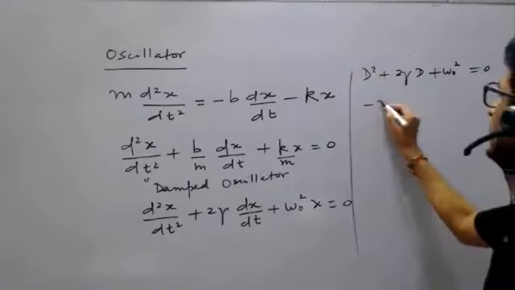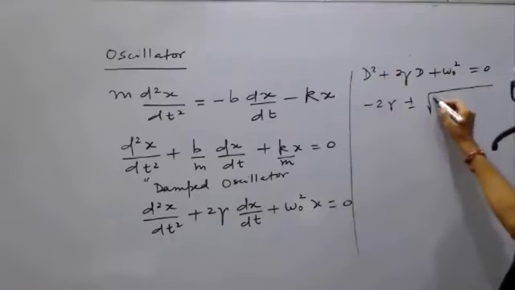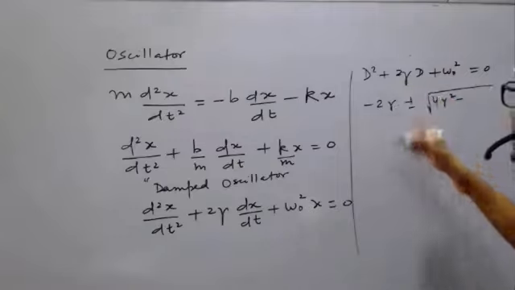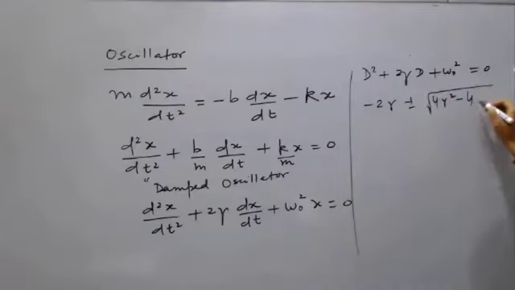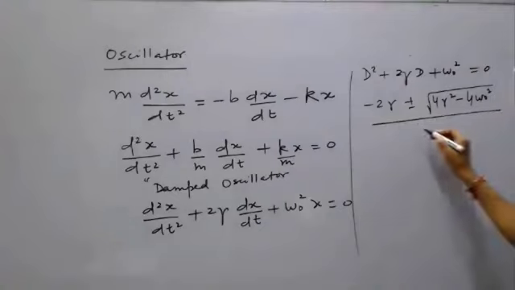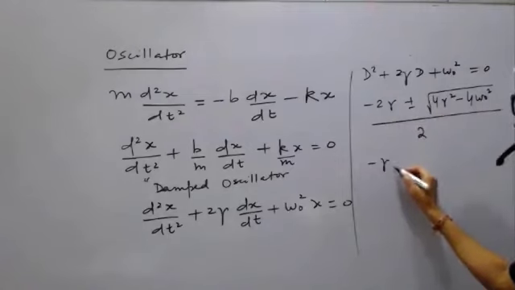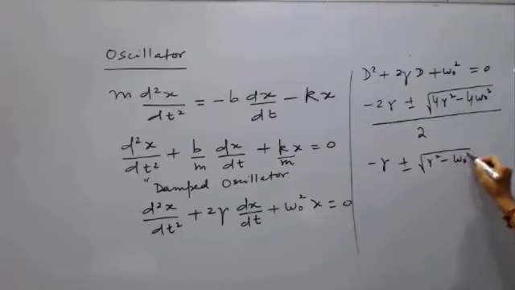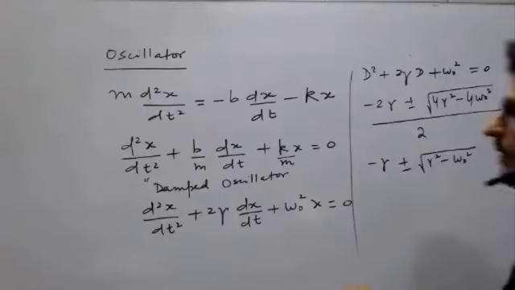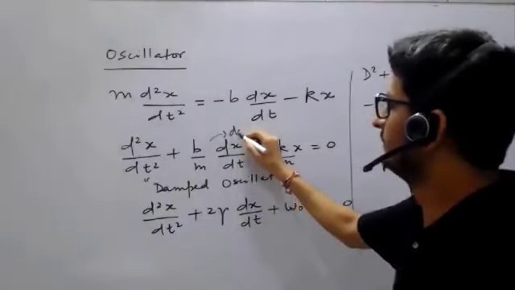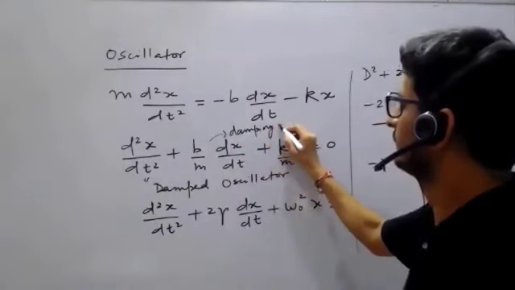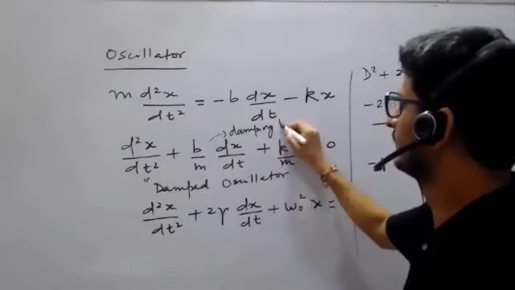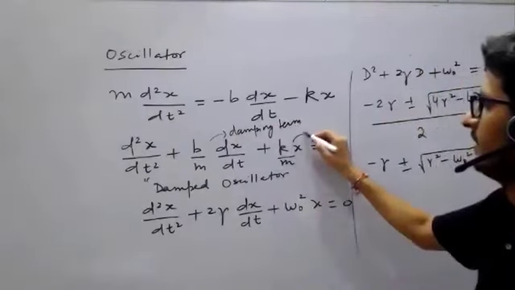So it will become D equals minus 2 gamma plus minus under root 4 gamma square minus 4 omega naught square (b square minus 4ac), upon 2. So this will become minus gamma plus minus under root gamma square minus omega naught square. Please see this. And if you remember, this term is the damping term, and this term is the restoring term.